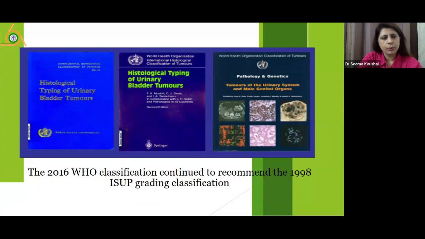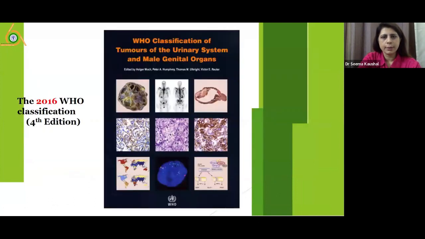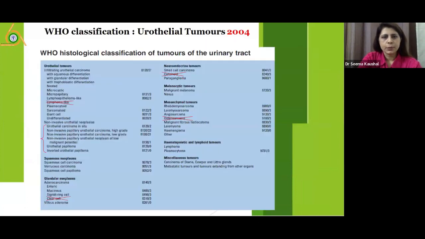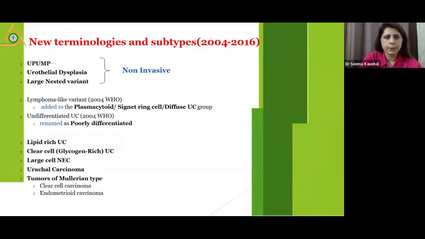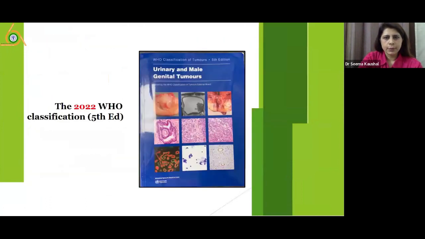In 2016, WHO continued to recommend the 1992 four-tier classification of papilloma, PUNLMP, low grade and high grade. This was 2016. There were a couple of entities which were added or renamed. We're not going to do that in detail for 2016. So let's straight away go to 2022, what is happening here.